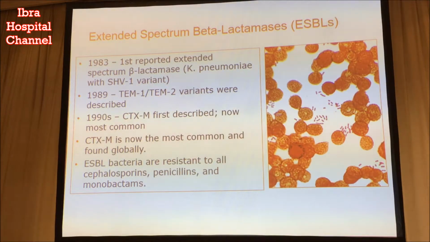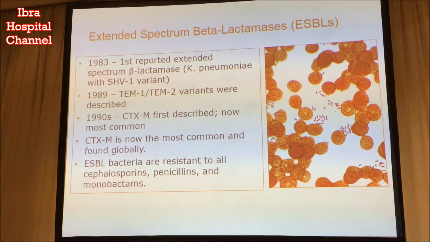And all of a sudden we had what is referred to today as extended spectrum beta-lactamases, or ESBLs. These simple point mutations took an antibiotic that was ineffective against, say, a first-generation cephalosporin or a penicillin, and now made the organism resistant to all of the penicillins and all of the cephalosporins. That was in 1983, and it was in Klebsiella with SHV.